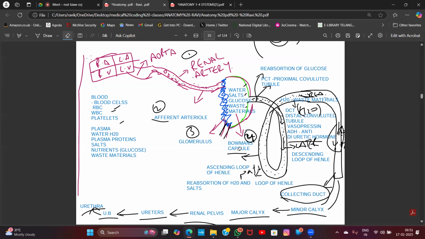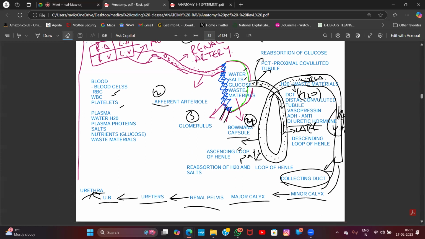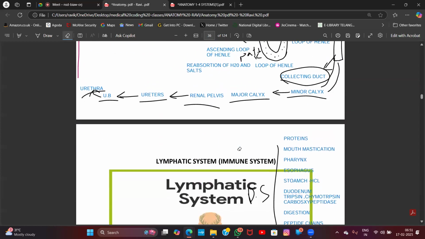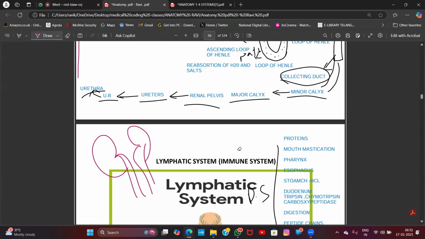Then the waste material with some water and excess salts goes to the collecting duct. From the collecting duct, it reaches the minor calyx, major calyx, renal pelvis, ureters, urinary bladder, and urethra. The pair of ureters are attached to the kidneys. The ureters have sphincters which send urine from the kidneys to the urinary bladder and prevent the backward flow of urine. Sphincters are like valves. Once the urine reaches the bladder, the sphincters won't allow backward flow.